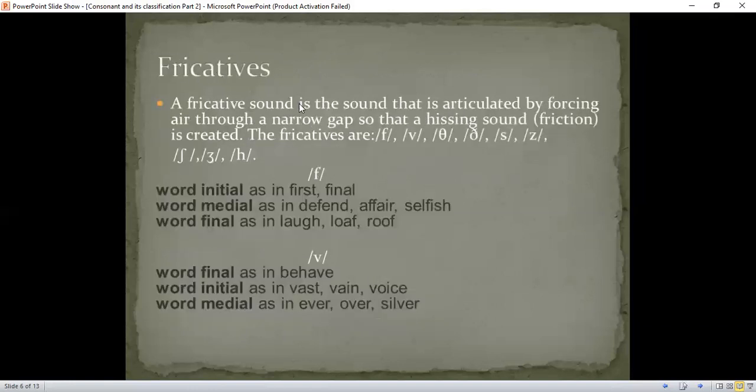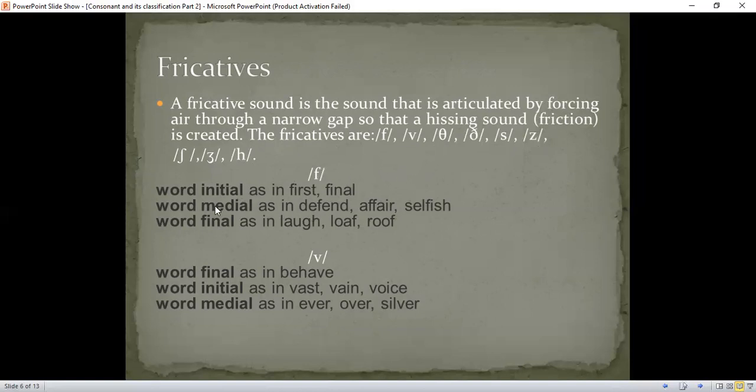Next will be the fricatives. A fricative sound is a sound that is articulated by forcing air through a narrow gap so that a hissing sound, or you can say friction, is created. The fricatives are f, v, th, th, s, z, sh, zh, and h. So here are also some examples of the fricatives.